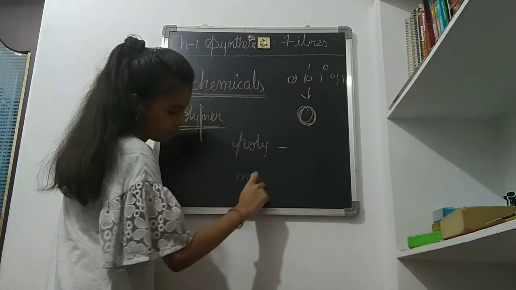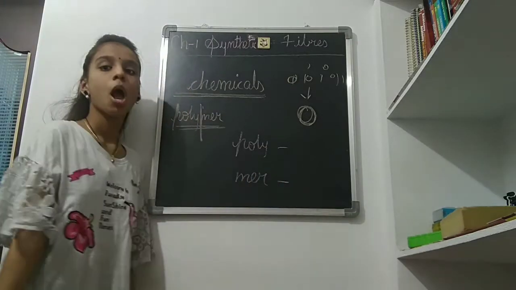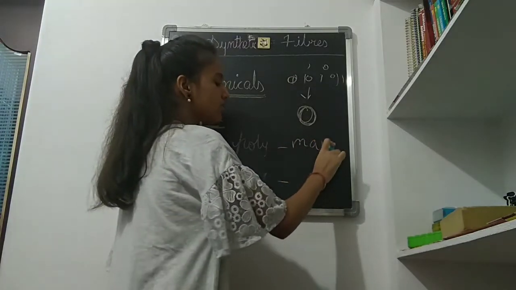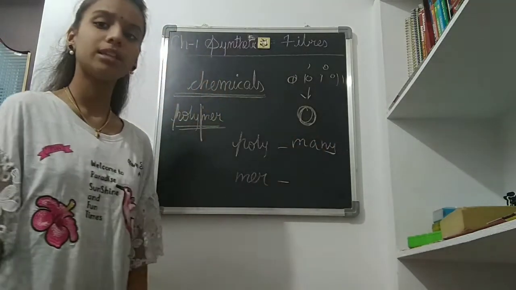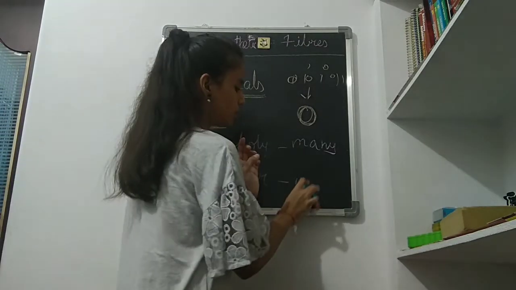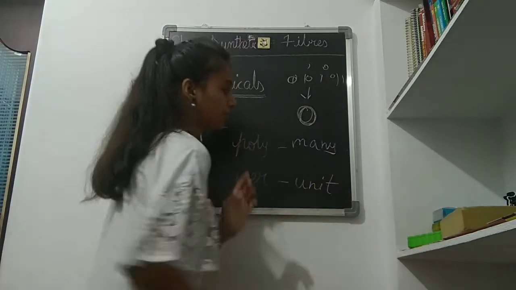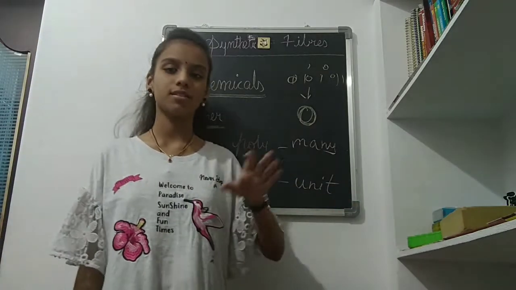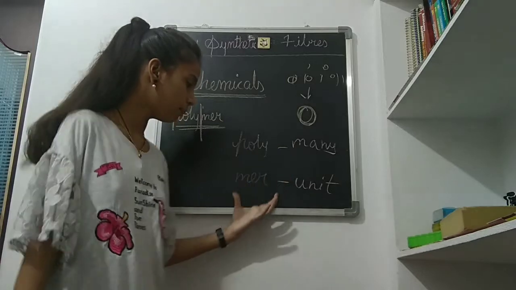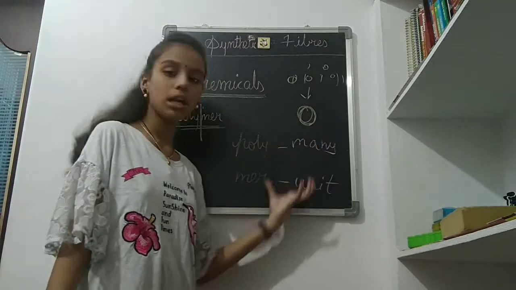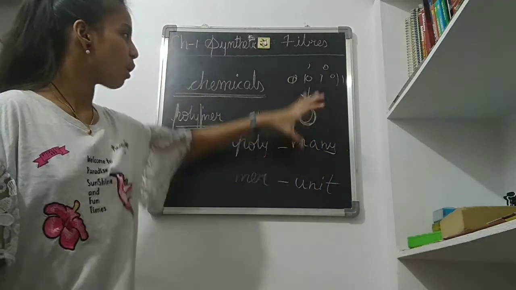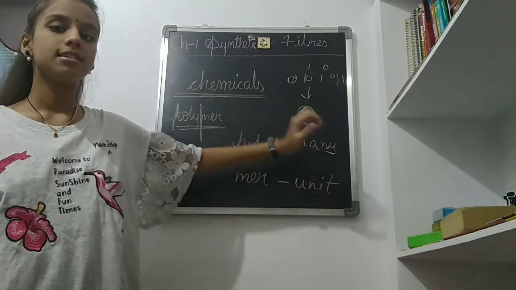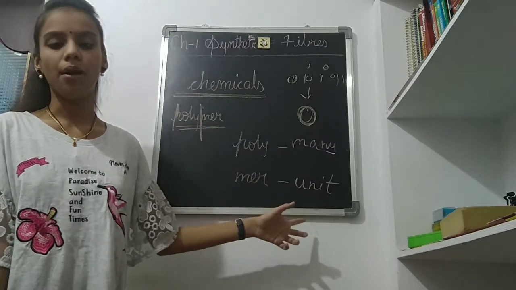What is poly? Poly means many. Mer means one unit. So, what is a polymer? Many units. Poly means many, mer means unit. What is the meaning of polymer? Many units. So, all these many chemicals come together and form a single unit called a polymer.